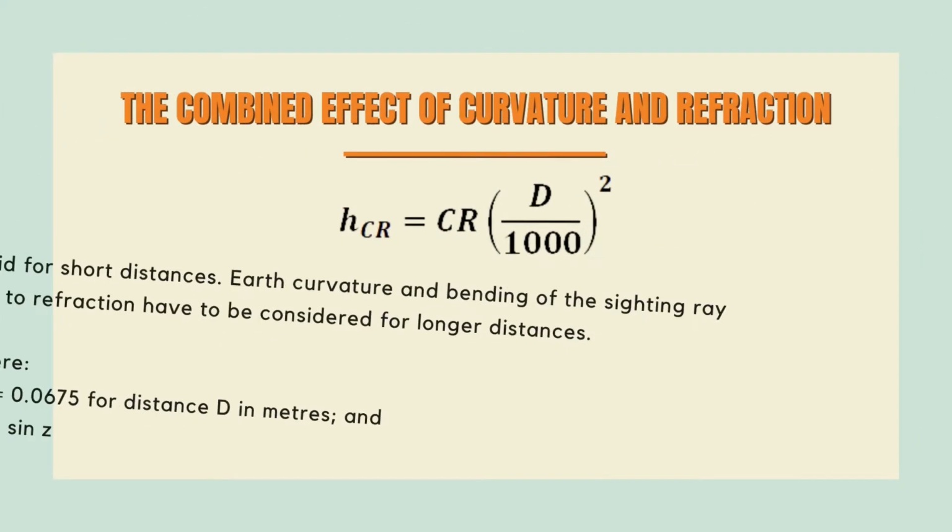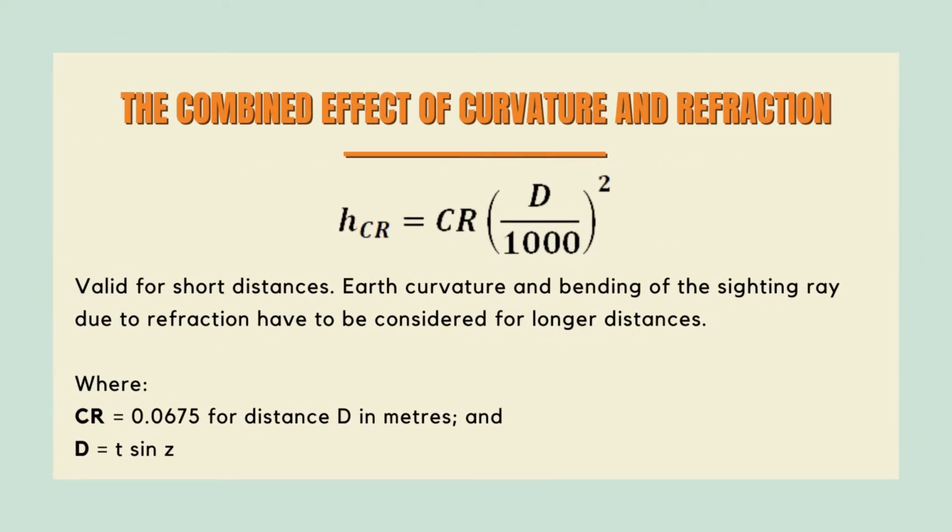Earth curvature and bending of the sighting ray due to refraction have to be considered for longer distances. The correction of curvature and refraction is represented by HCR equals CR times D squared over 1000, where CR is equal to 0.0675 for distance D in meters, and D is equal to t sine z.